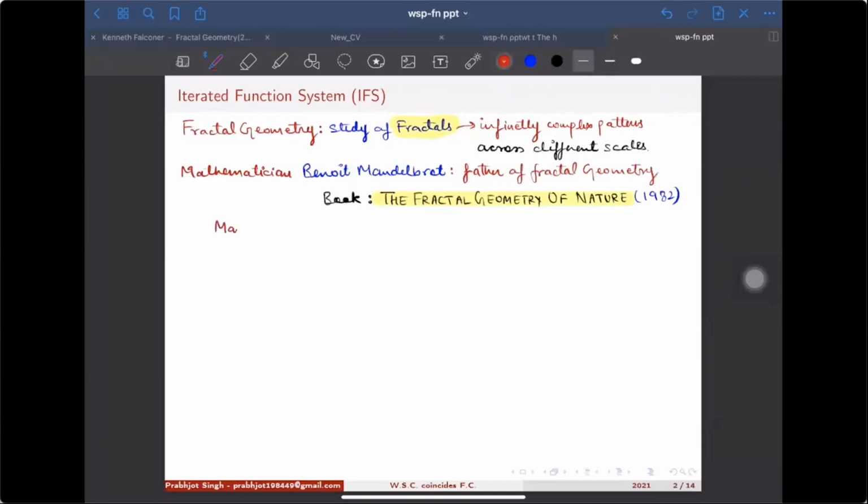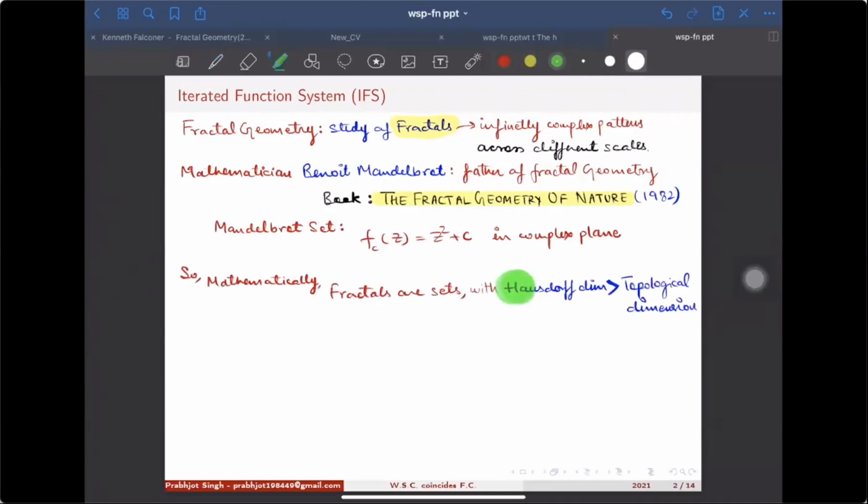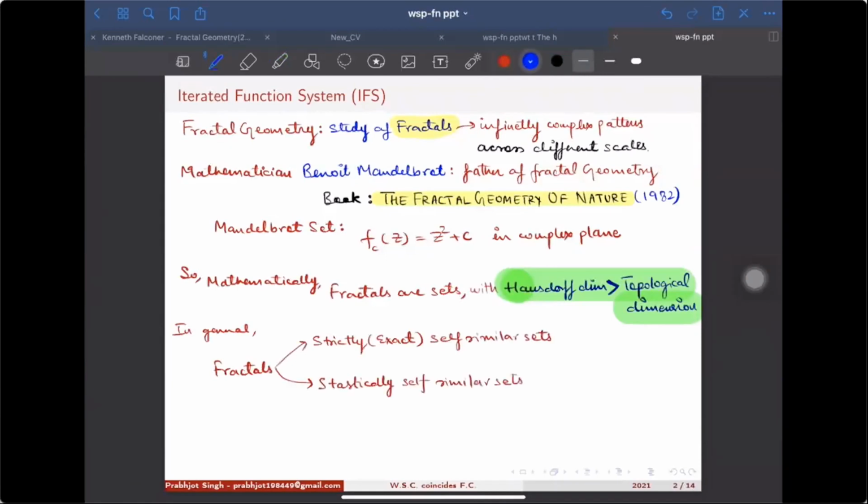I assume that many of you are familiar with the Mandelbrot set, f of z equals z squared plus c in the complex plane, whose graphical representation I will show you in the last. Mathematically, fractals are the sets for which Hausdorff dimension is strictly greater than the topological dimension. In general, fractals are broadly classified into strictly self-similar sets and statistically self-similar sets. Examples of strictly self-similar sets are Cantor set, Koch curve, Sierpinski's triangle. And the example of a statistically self-similar set is the Weierstrass function, which is written as such. All these examples can be simply found using Google.